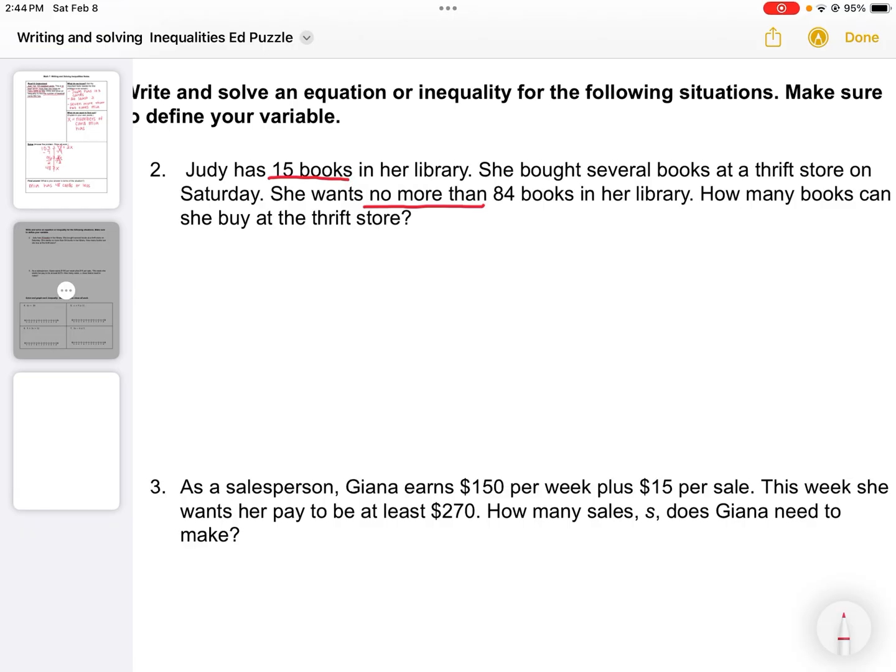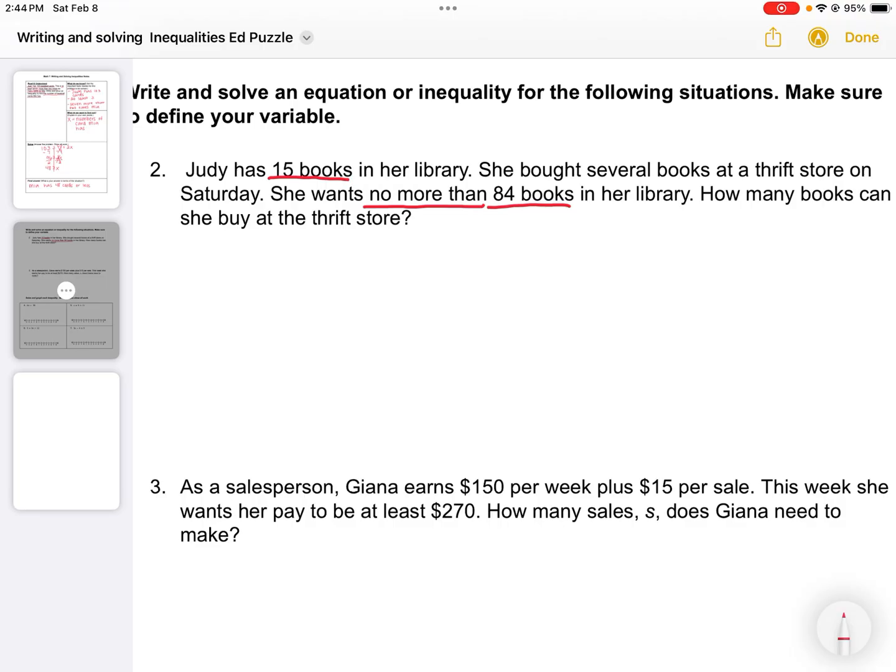The next thing is, how many books does she want in her library? So I can find this after the words no more than. This is going to be 84 books. The last thing that I need to find is what am I asked to solve for? This is going to help me define my variable. It can be found in the very last sentence, which is my question. It says, how many books can she buy at the thrift store?